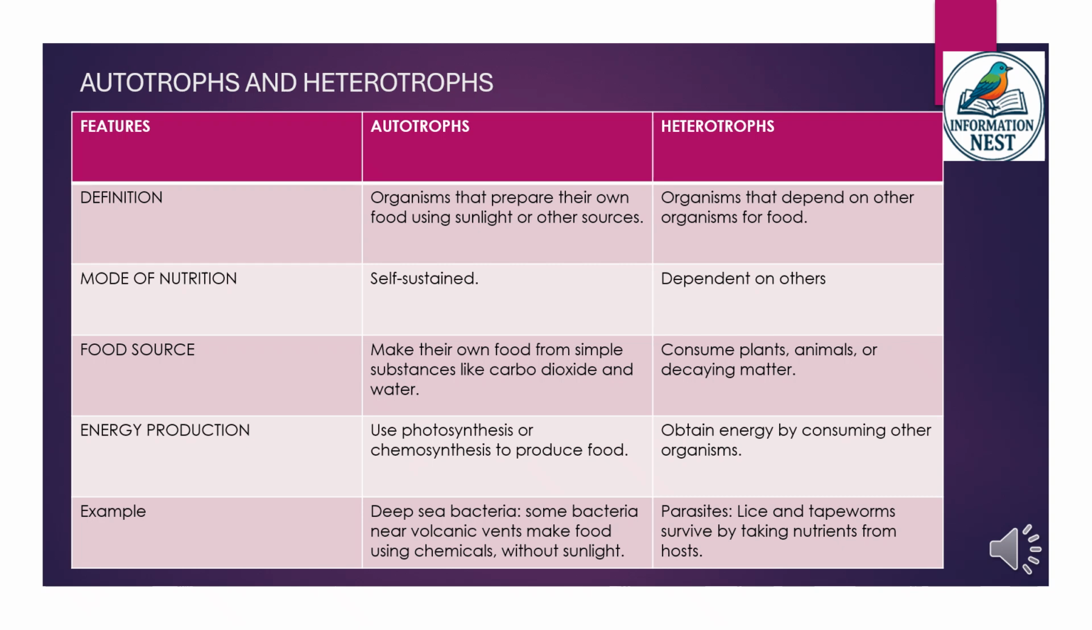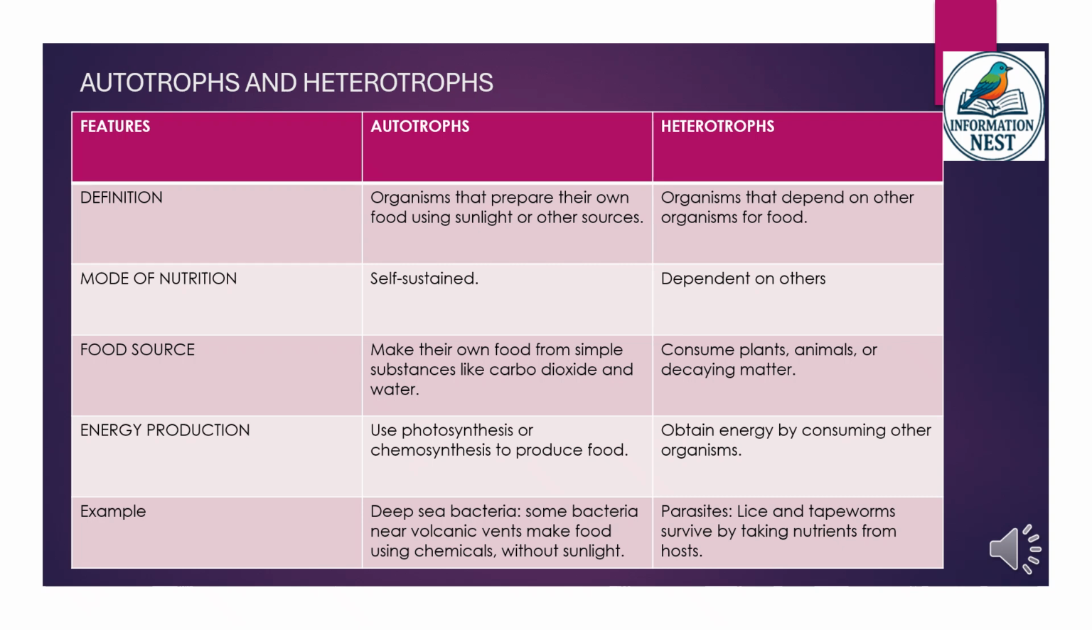Heterotrophs, on the other hand, depend on others for food. They are the restaurant goers of the ecosystem, relying on plants or animals to keep them fueled. How do they get the energy? Autotrophs use photosynthesis, like plants soaking up sunlight, or chemosynthesis, deep-sea bacteria making food with chemicals. Science is really a magic.